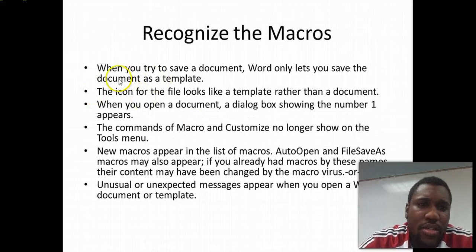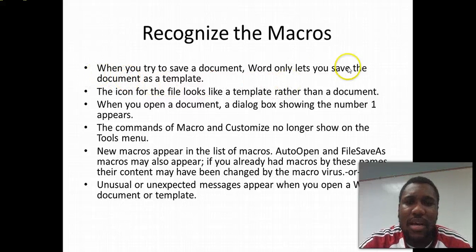Recognize macros. There are some ways to recognize it. When you try to save a document, Word only lets you save it as a template. So basically some weird stuff starts happening. New macros appear in the list of macros, AutoOpen and FileSaveAs. Macros may also appear if you already had macros by these names, but their content may have been changed. I actually encountered that virus when I used it.